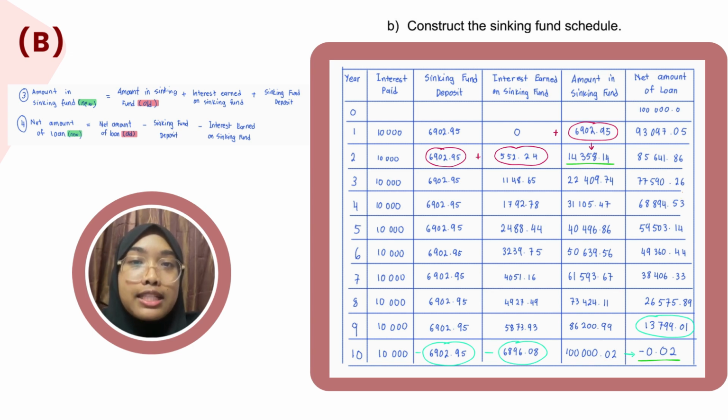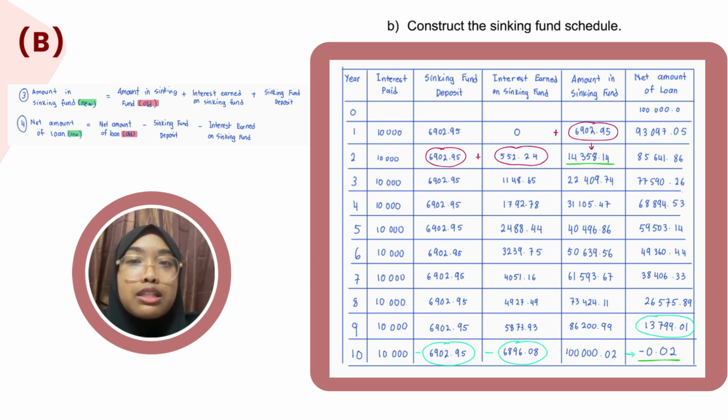At year 10, the sinking fund balance becomes approximately 100,000 ringgit. Sometimes we may get 100,000.02 or 99,999.98 because of rounding. That is acceptable. So the last column is net amount of loan. This shows the remaining loan after considering the sinking fund accumulation.